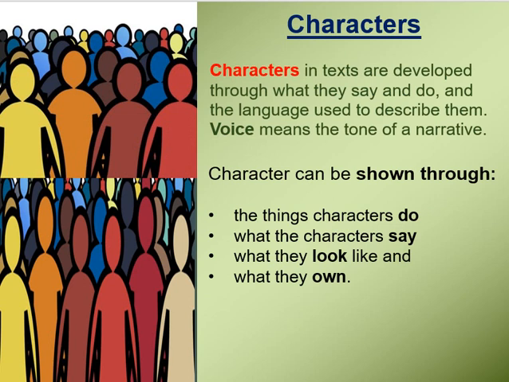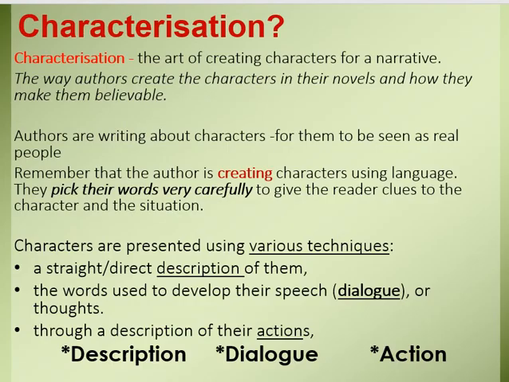A reminder that characters in text are developed through what they say and do, and the language used to describe them, and so dialogue, description, and action. We looked at this, the characters, straight description of them, their speech or dialogue or their thoughts, or through a description of their actions. So again, we're looking at them through their description, their dialogue, and their action. We make inferences. We decide on who they are, not just by direct description, but by what we perceive in the talk and the descriptions.